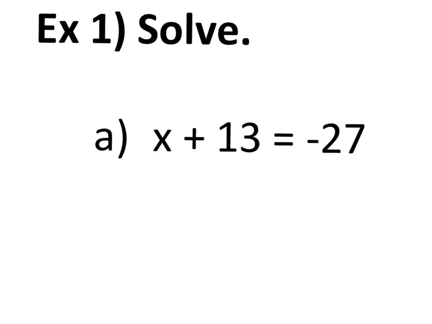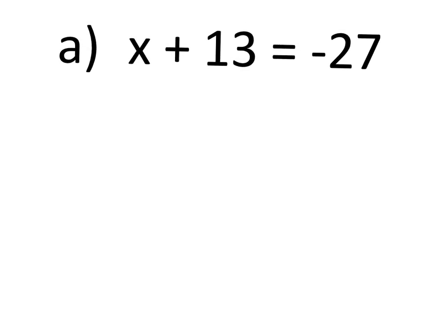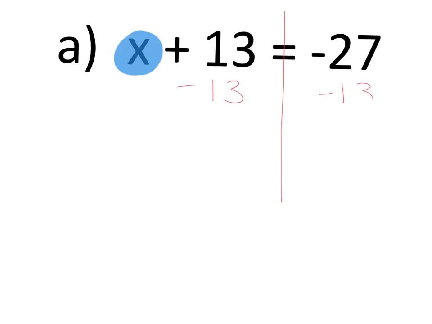solving these. So on example A, it says x plus 13 equals negative 27. Now, on the equal sign here, sometimes I put a wall down here just to show you what I do to one side, you've got to do to the other. So remember, we're going to be isolating this x. We want to get the x all by itself. So in order to do that, we're going to undo what it says on this side. Since it says plus 13, we're going to undo that with a minus 13, and we're going to do that on both sides. So this crosses out.